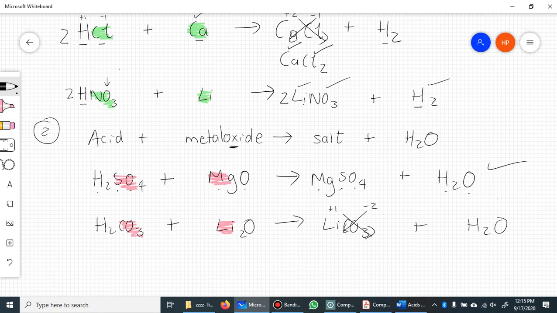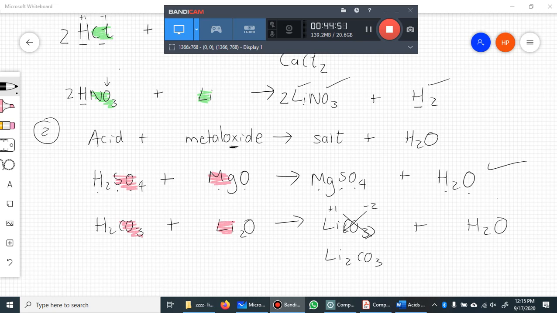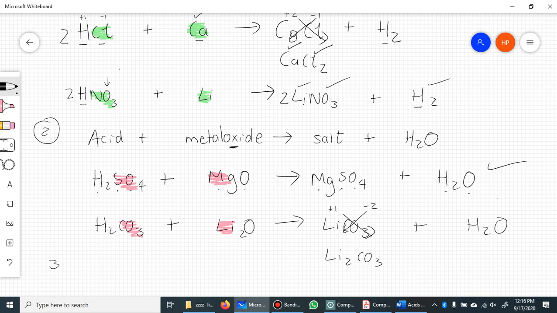Goes there, that 1 goes there. So that ends up being Li2CO3. Then moving on to your third rule.